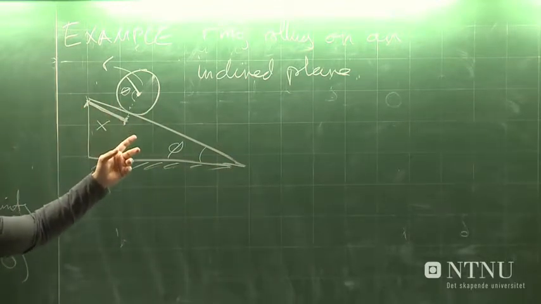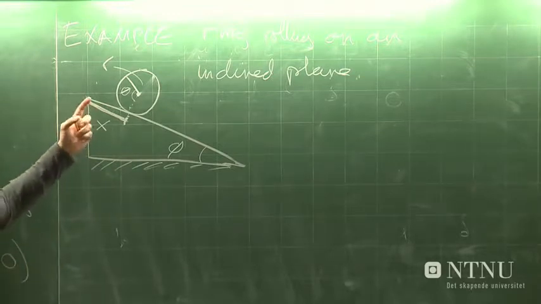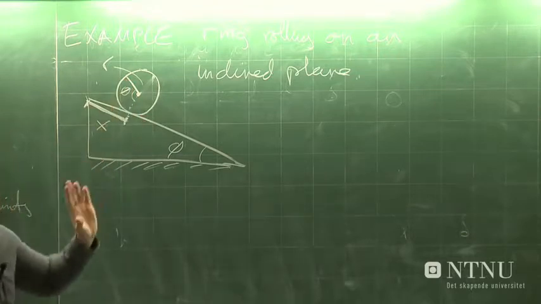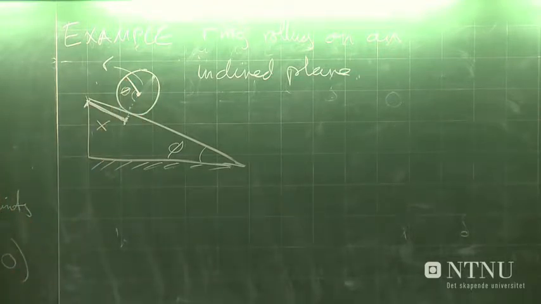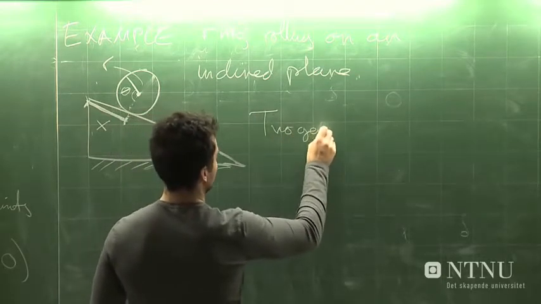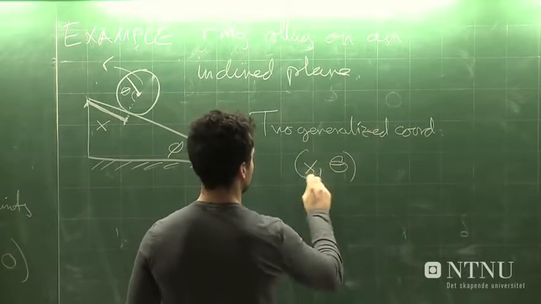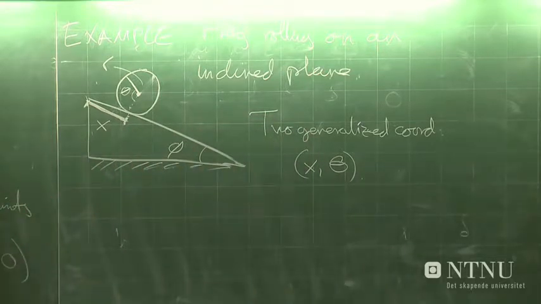And this movement may be characterized by two generalized coordinates. We have the position of the ring on the plane, given by this coordinate x. But if it's rolling, we should also characterize its angular position by this parameter theta. So you see that we're actually mixing Cartesian and polar coordinates. But this is perfectly okay. This is very natural in the Lagrange formalism, where we're only dealing with generalized coordinates. So this can be anything. We can use x and theta, or y and r, whatever.